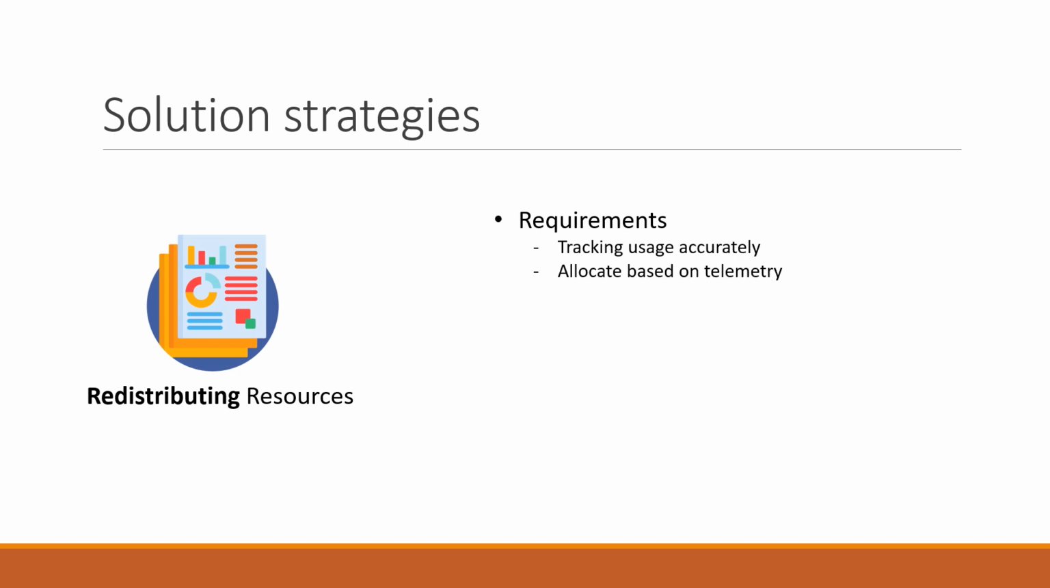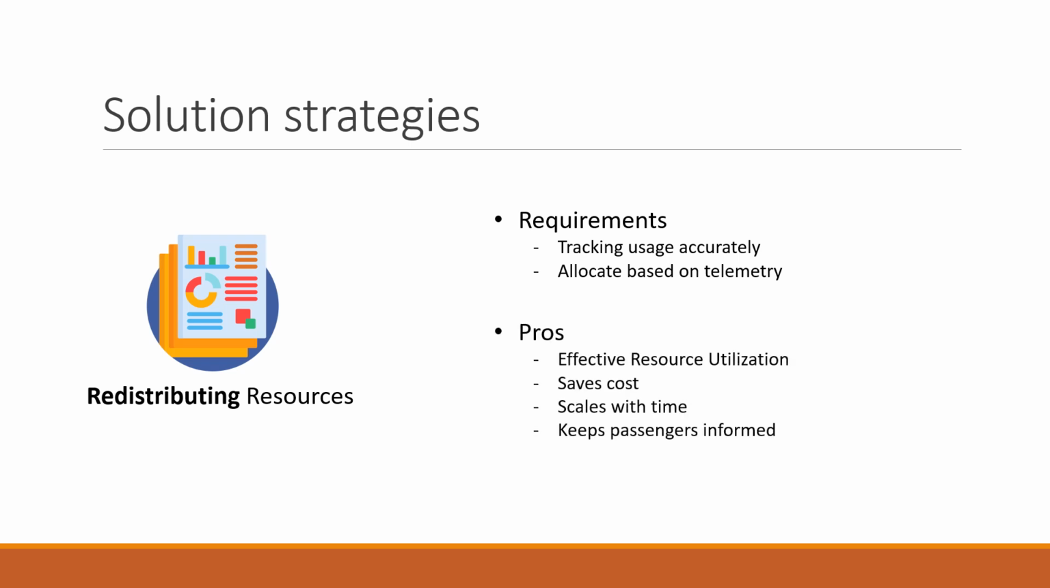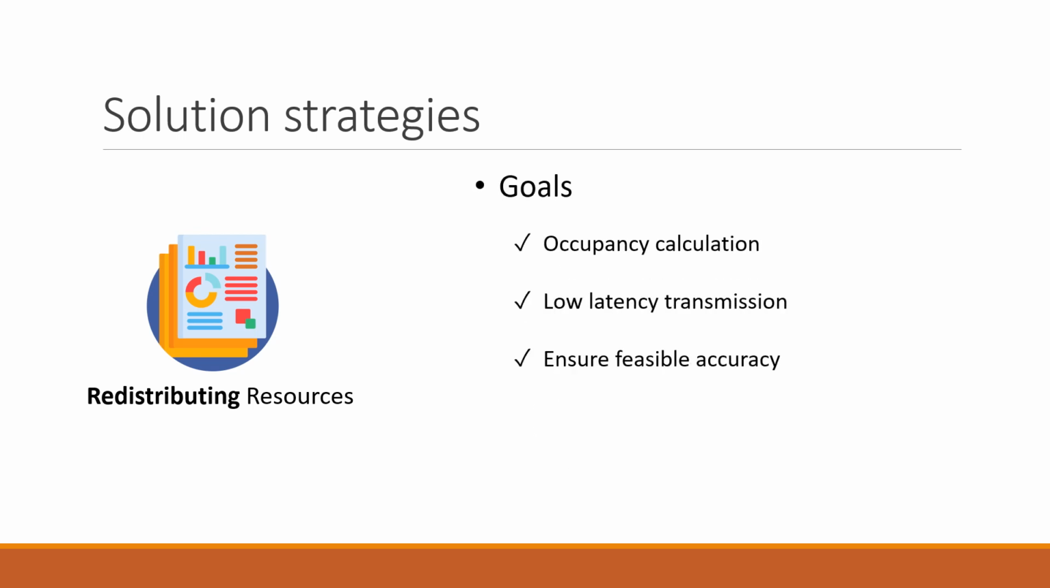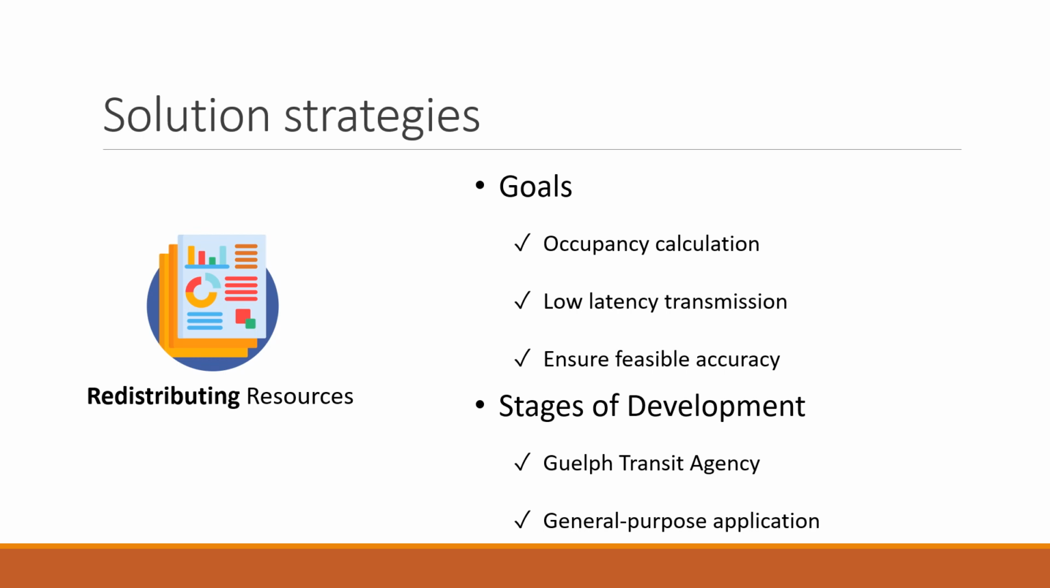Redistributing resources involves tracking the use of buses and allocating resources accordingly. This is a better utilization of resources. It saves time and costs while keeping passengers informed, but it requires expertise and accuracy is sometimes hard to achieve. To sum up, the project would involve calculating occupancy with accuracy and transmitting it in real time. Development would start off with Guelph Transit Agency and will eventually be extended for public usage.